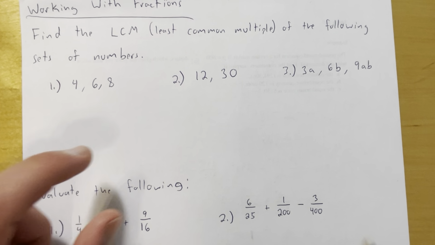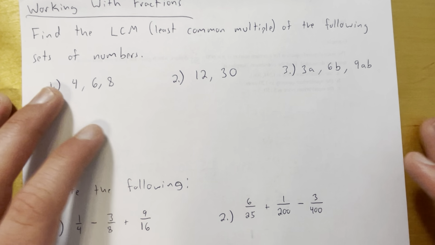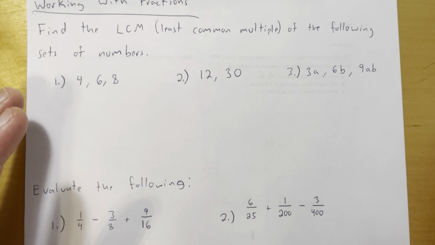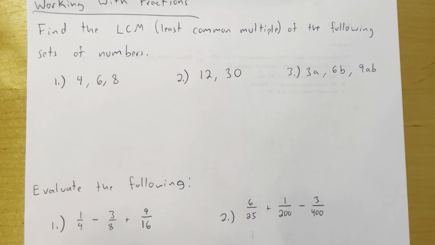So I have three problems here, and what we want to do is find the least common multiple. If you don't remember what a multiple is, a multiple is a number that you can get by counting by some other number. So for example, if I wanted to list the first few multiples of 5, then I would count by 5s: 5, 10, 15, 20, 25, 30. All of those are multiples of 5 because I get to them by counting by 5s. Or, a little bit more mathematically speaking, all of those numbers are equal to 5 times some positive integer. So that's how we think about multiples.